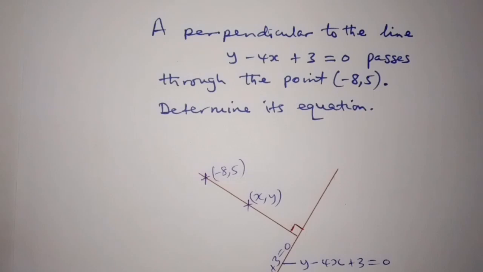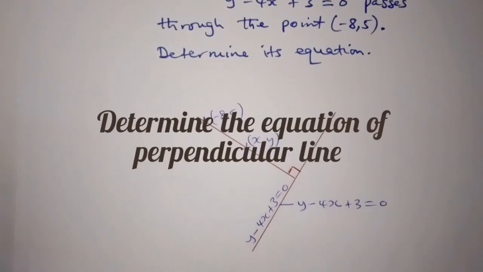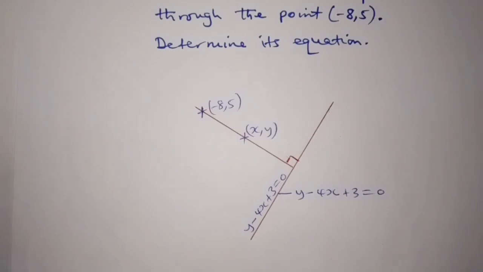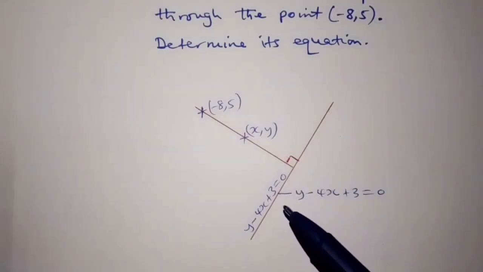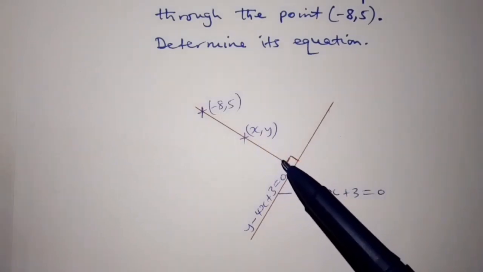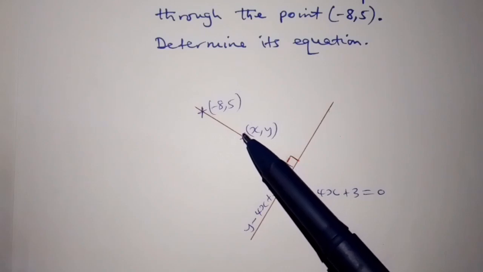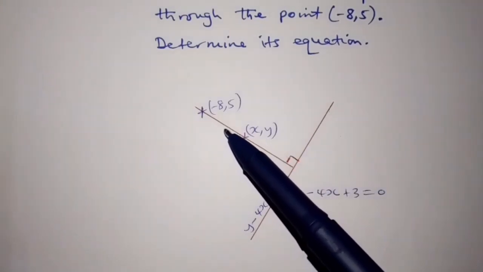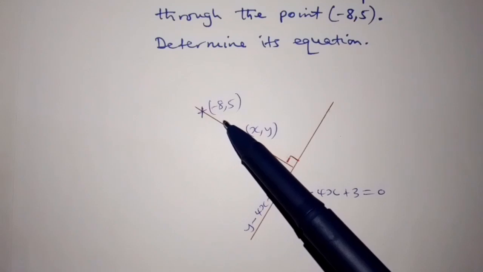How can we determine the equation of the line? So we can have a sketch like this one here. This is one line, this is the second line. This second line is perpendicular to this line, and it passes through the point -8, 5.